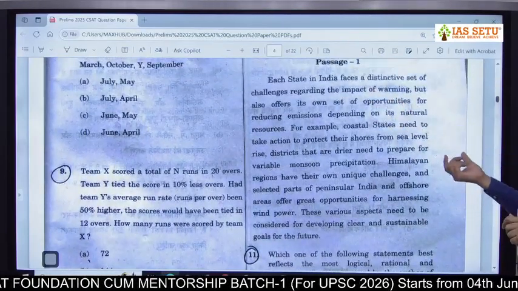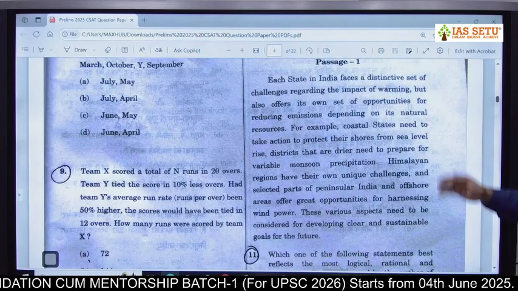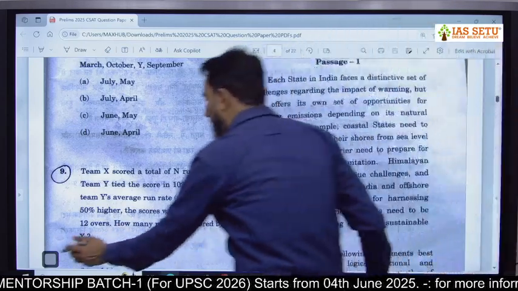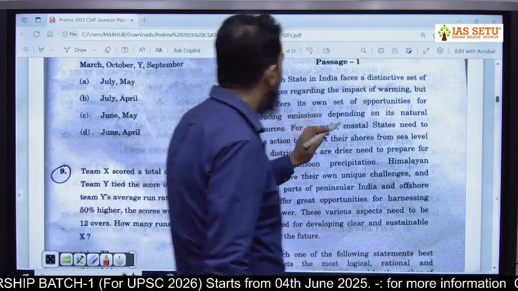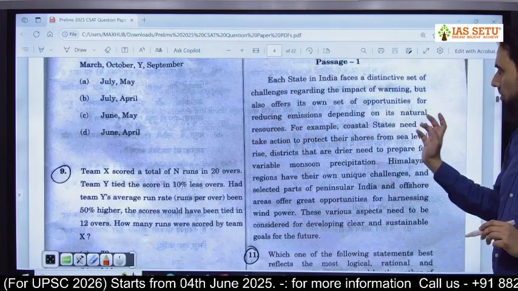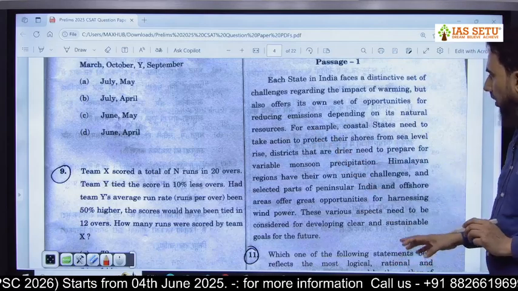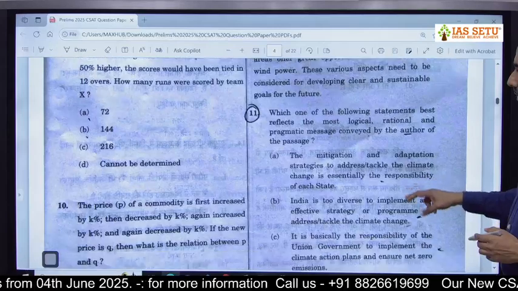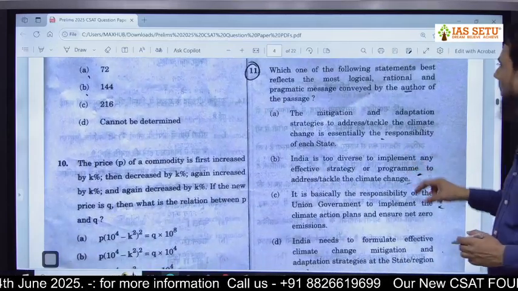Each state in India faces a distinctive set of challenges. The keyword must always be noticed. But it also offers its own set of opportunities for reducing emissions, depending on its natural resources. Right? And then the author gives an example. Now, let me take you to question number 11.